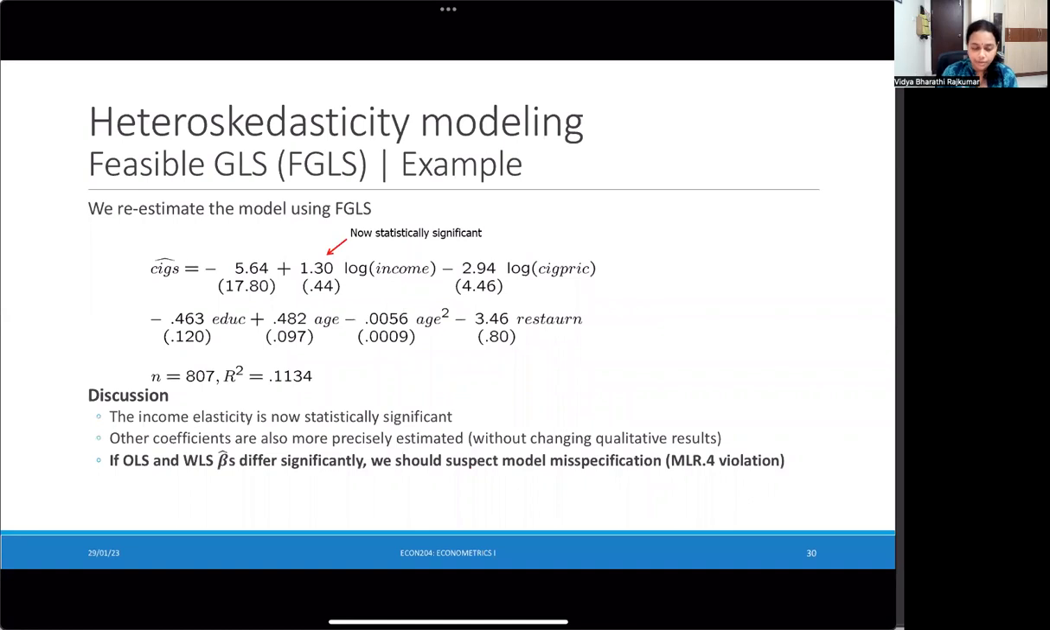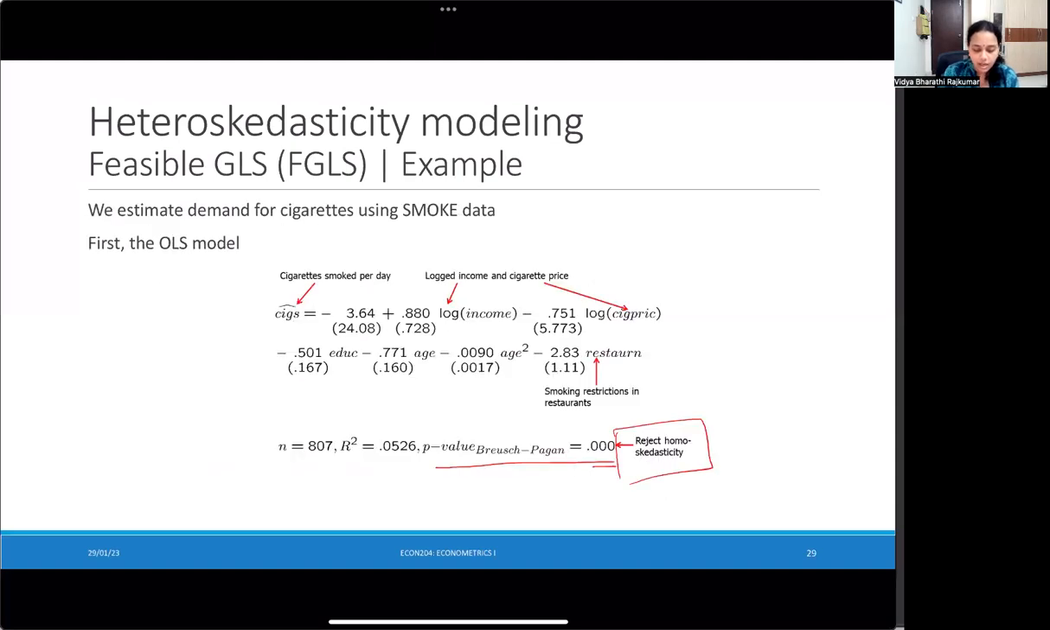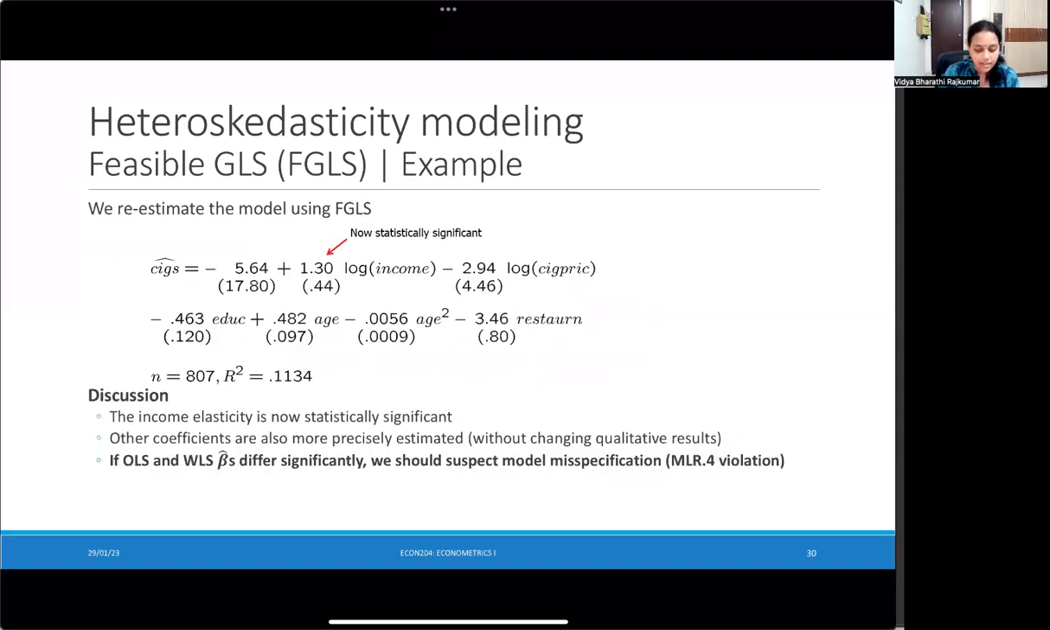Now, the coefficients are a little bit different compared to what we saw earlier. The income variable is now statistically significant. It wasn't earlier. The coefficient on the price of cigarettes has also increased, although it still remains statistically insignificant. And the smoking restrictions variable appears to be significant now. If you notice the errors, the OLS standard errors are given in the parentheses here. So you have 24.7, 5.77, and so on. In the next slide, we actually have errors where the parentheses have WLS standard errors or FGLS standard errors.